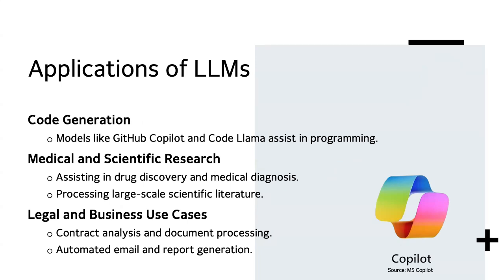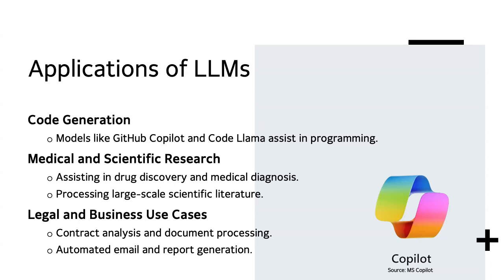Also, we can use it for medical and scientific research. They assist in drug discovery and medical diagnosis. Recently, we are also processing large-scale scientific literature. The recent Nobel Prize was awarded to some computer scientists because they made some AI which can predict, I guess, protein structure. So now LLMs and these AIs are being used in various fields, even in science.